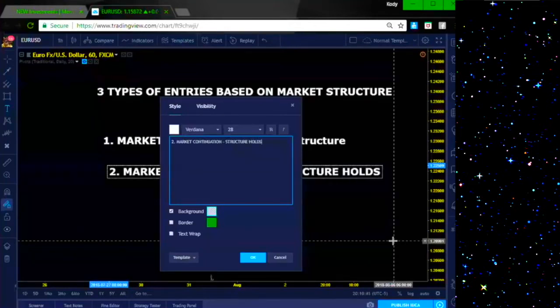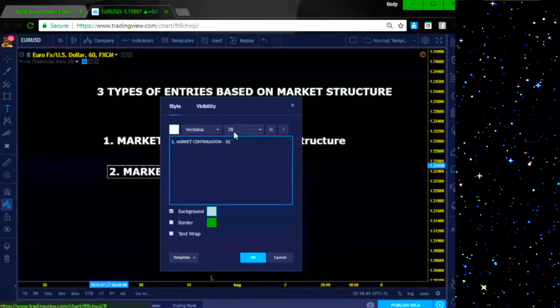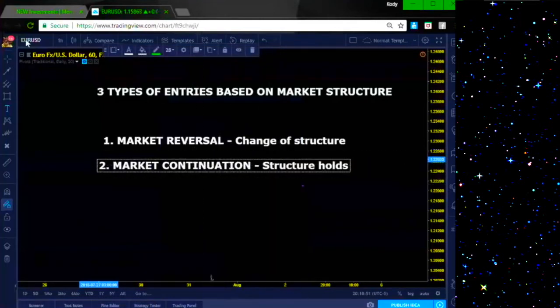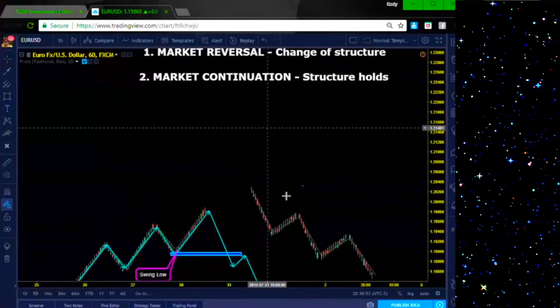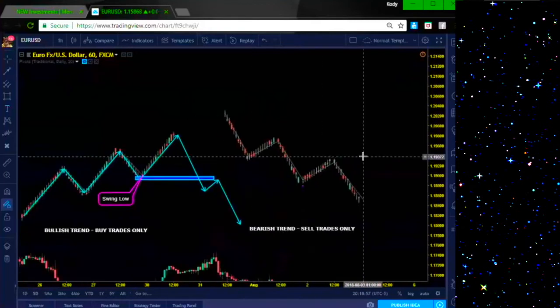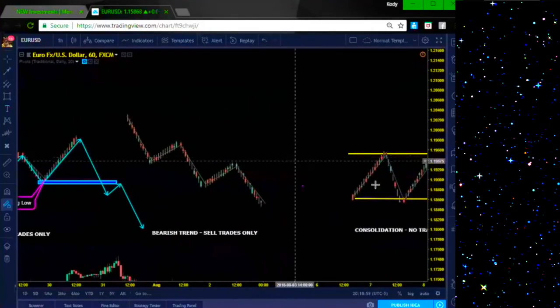Structure holds. Okay, market continuation, structure holds. So what is this kind of trade going to look like? So here's what a reversal is going to look like. Let's come over here to our bearish trend and talk about what a continuation is going to look like.